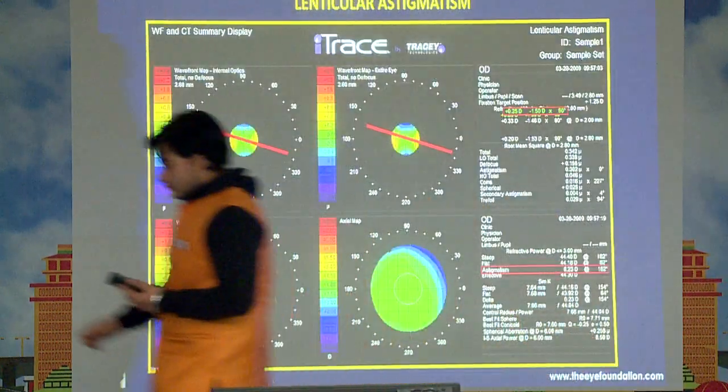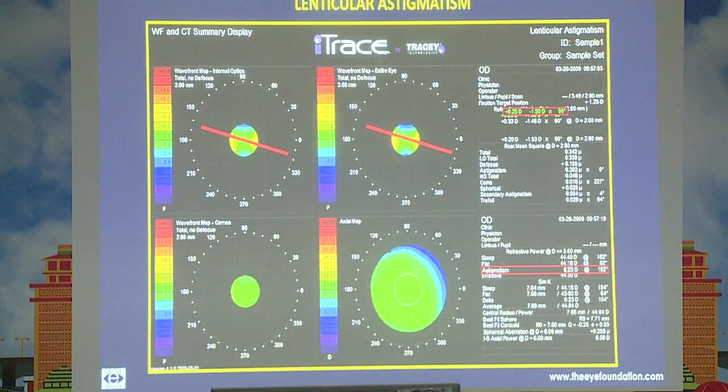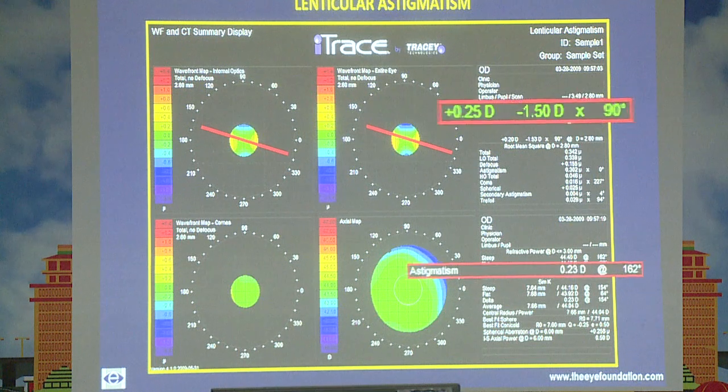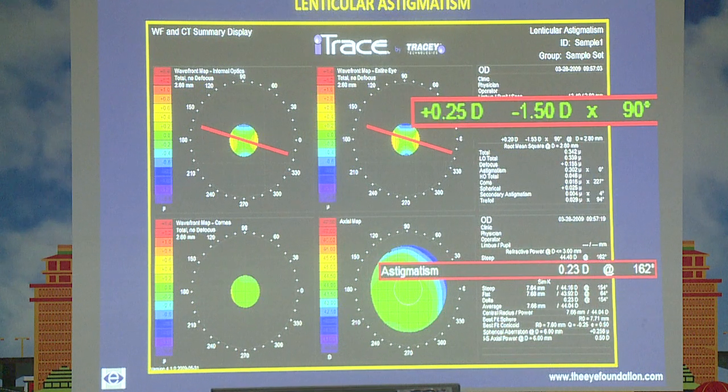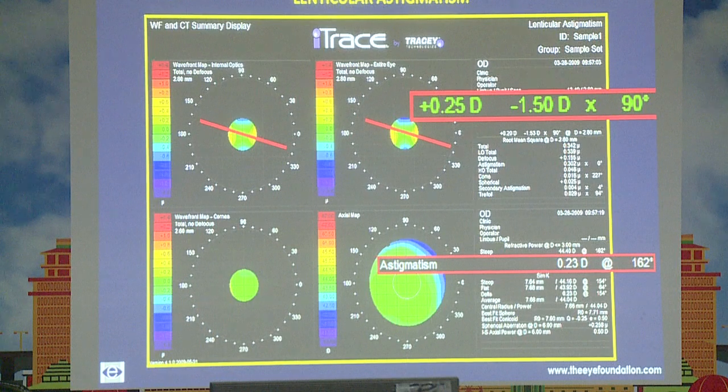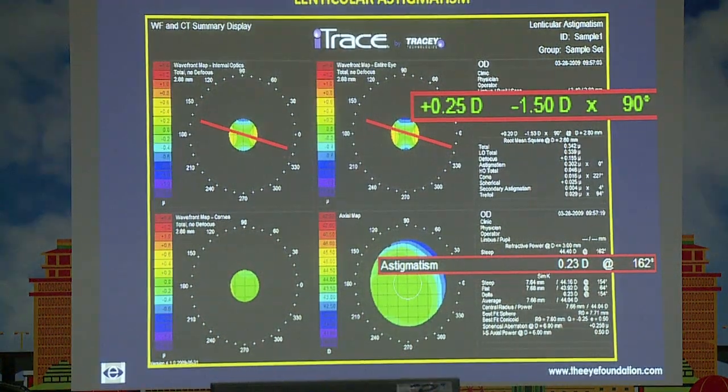This is total corneal astigmatism. This is the internal optics, which is the lenticular astigmatism. This is from the cornea. If you see, this patient was wearing astigmatic glasses right through his life, and almost the entire astigmatism is from the internal optics, from the lens, which is not quite rare.